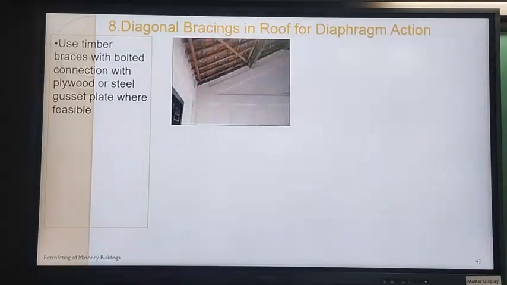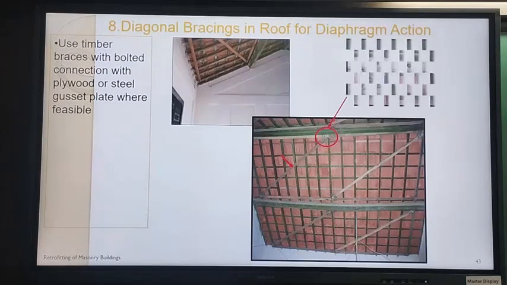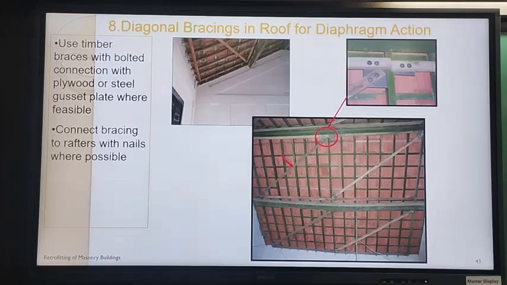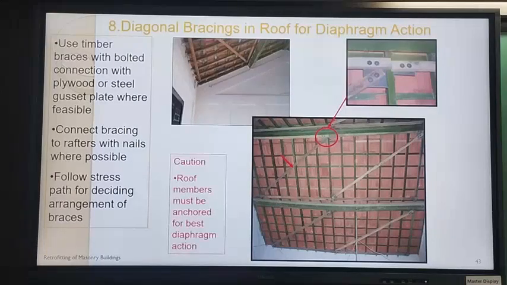Now, diagonal bracings in the roof. For this kind of roof, one can use timber bracings, diagonals, and they can be attached with proper gusset plates and all. Where it is possible to do all this drilling and cutting, one can go with this. Then even the bracings can be nailed to the rafters wherever possible, which gives a better connection with the roof elements.